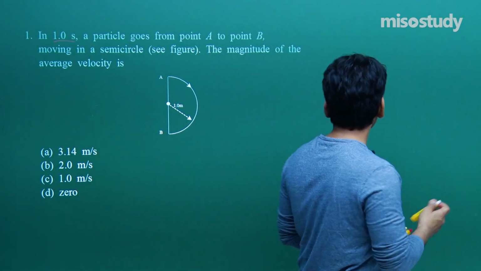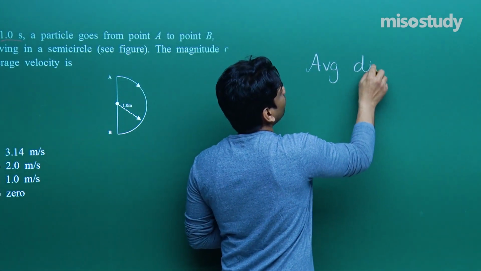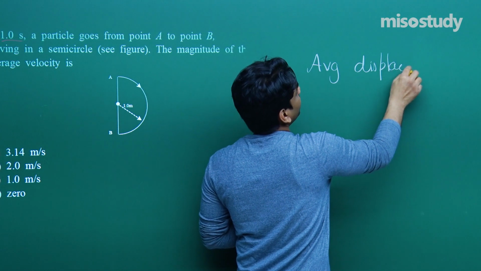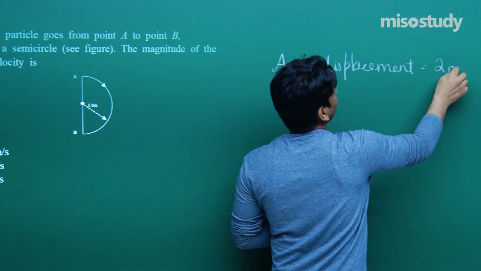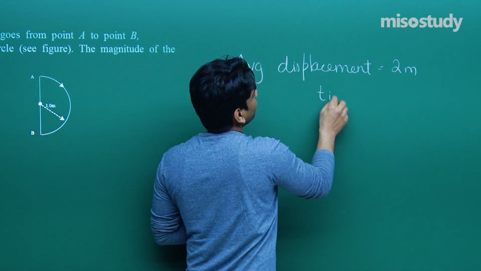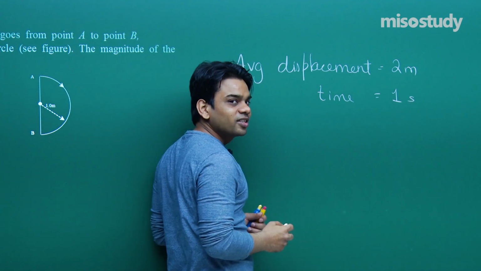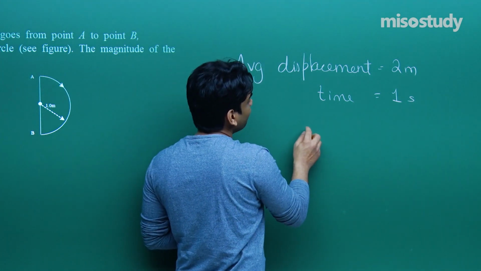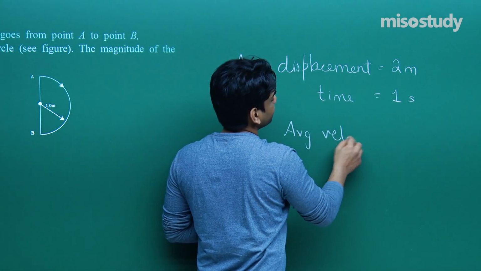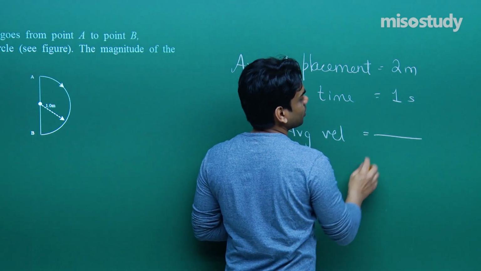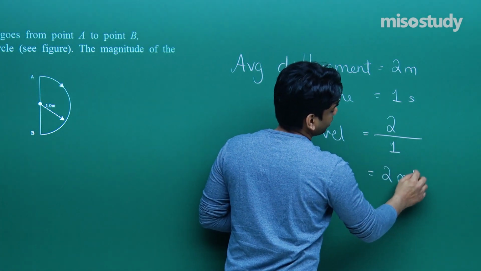So let me write here the displacement for this kind of motion, or for the separation between the initial and final point, that will come out to be 2 meter, and the time taken is 1 second. So very simple, the average velocity will turn out to be average displacement upon time, that is 2 by 1, so that will be 2 meter per second.